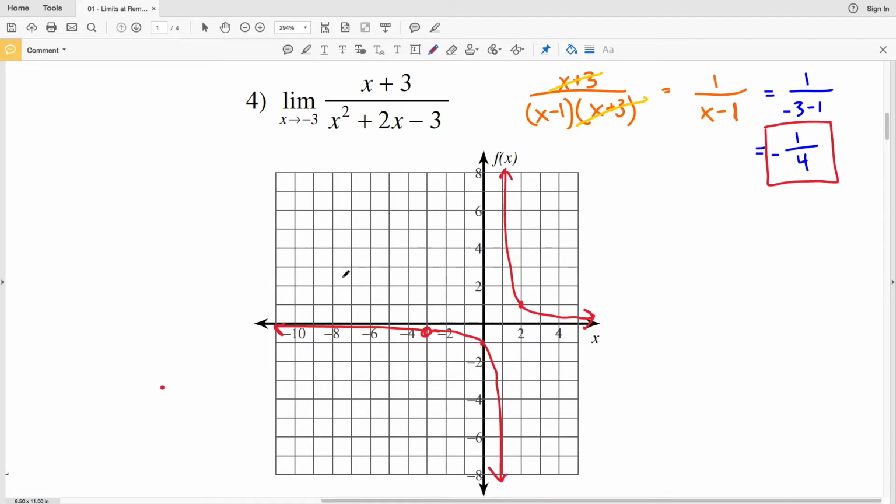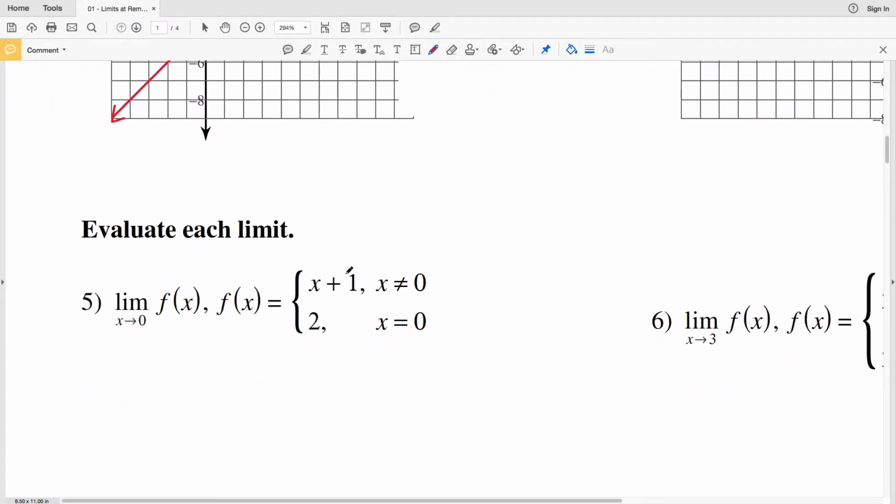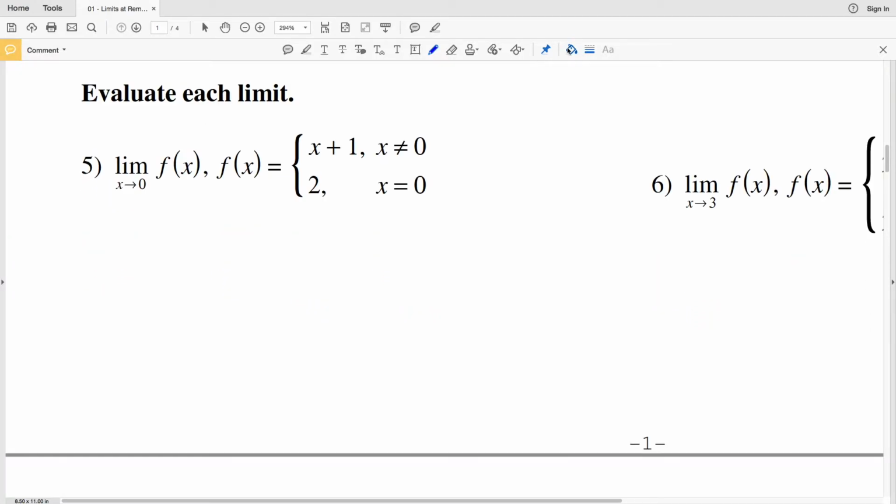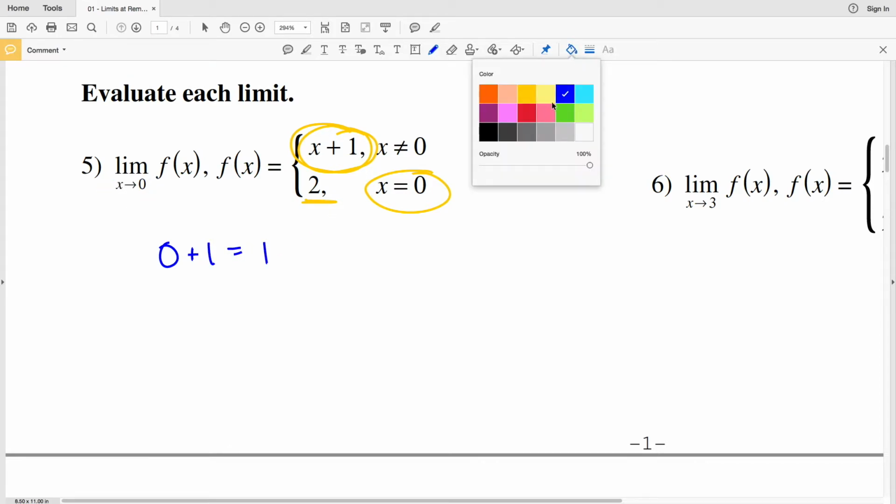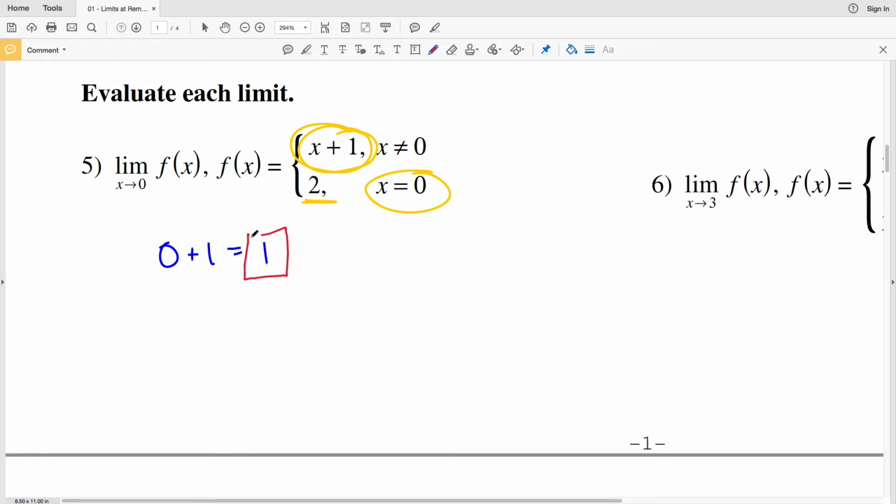Now let's move on to the next section. In our next section, we're evaluating each limit. We're evaluating the limit of f of x as x approaches 0. When x is equal to 0, f of x, or f of 0, is 2. However, when x is not 0, we're using this part of the function. So as we're approaching from the left and as we're approaching from the right, we're using x plus 1. So that's what we're going to use when solving for our limit. And in order to do that, we're going to plug in 0 for x to get 0 plus 1 equal to 1. So our limit as x approaches 0 is 1.